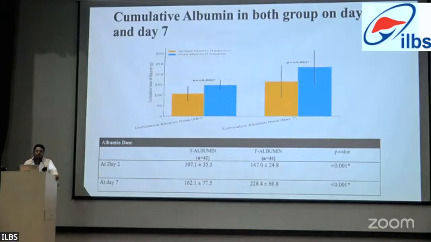And in the fixed albumin group it is 5 bottles. Two to three, yeah, 2 bottles each day, sir. About 25 grams, so 50 grams, 50 grams, around 100 grams, sir. We are giving the 25% albumin. Okay.